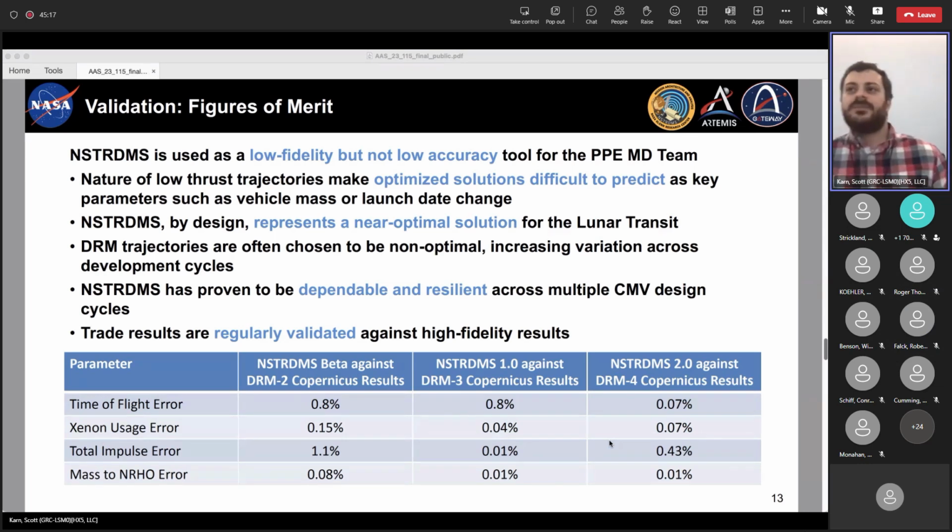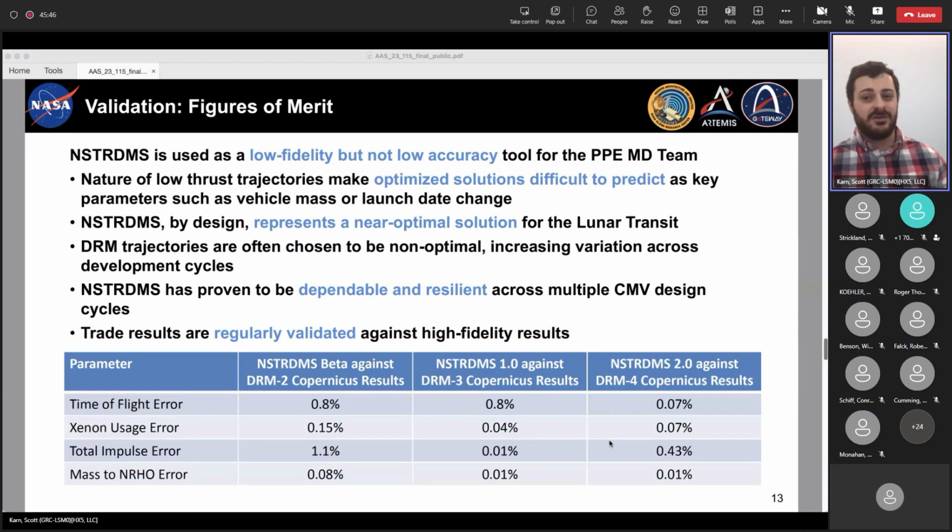Yeah. So the goal is that the error that we see from the Nostradamus results relative to a Copernicus solution, we want that error to stay within the spread that we see just in developing a single DRM. So to give everybody an idea, there's a low fidelity trajectory, and it's sensitive to a whole lot of different parameters, which Rob just touched on.